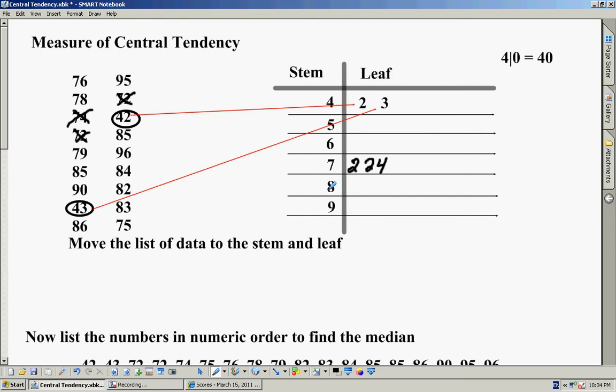Then we look at the 80s. List all the 80s in the same way, and then the 90s. I'm going to let you finish this stem and leaf. So recreate this on your paper, and then finish up the rest of the data, and then we'll check it. So pause the recorder now until everyone has had time to finish their stem and leaf plot.